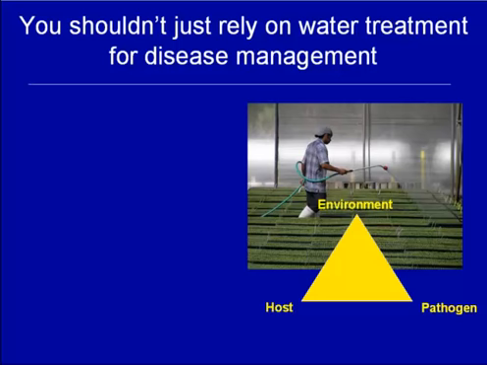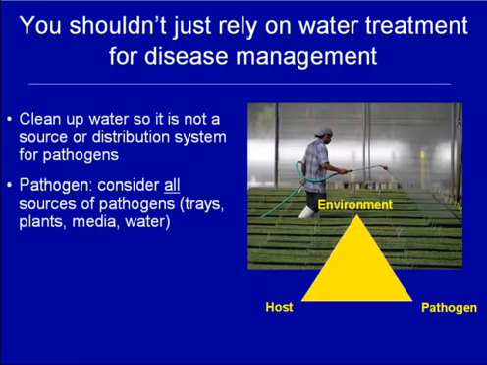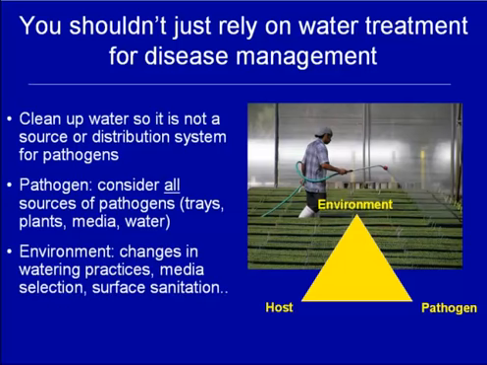You can see from some of that information just on chlorine that you shouldn't rely on water treatment as your sole source of disease management. What we can achieve is to clean up the water source so it's not a source or distribution system for pathogens. But for pathogen control, we need to consider all possible sources of where pathogens may be entering the system, whether it's through dirty used trays, plant material on cuttings, in the growing media, as well as in the water.